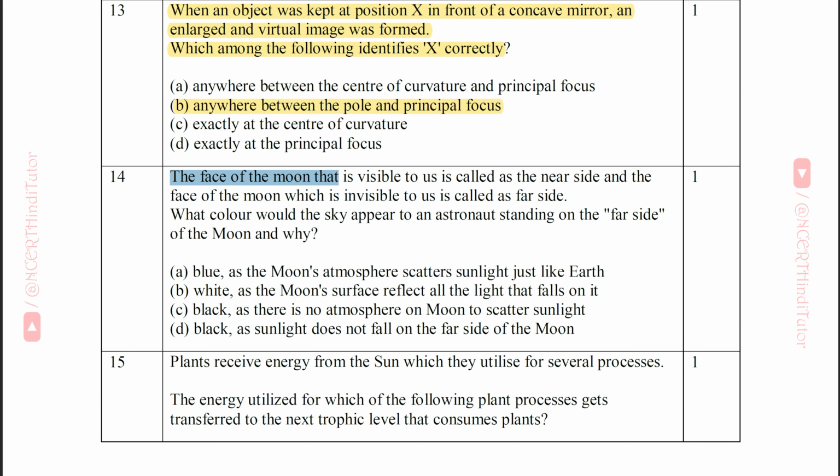The face of the moon that is visible to us is called the near side, and the face of the moon which is invisible to us is called the far side. What color would the sky appear to an astronaut standing on the far side of the moon, and why? Answer C. Black, as there is no atmosphere on the moon to scatter sunlight.